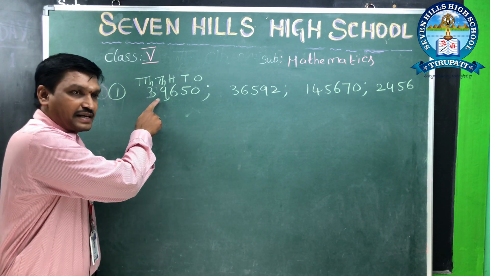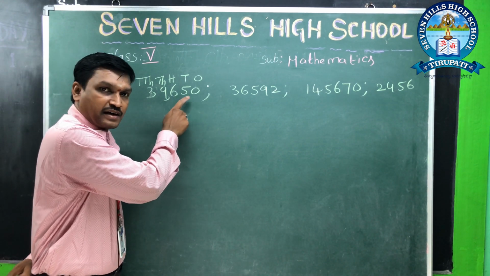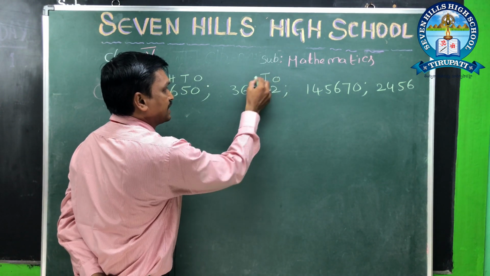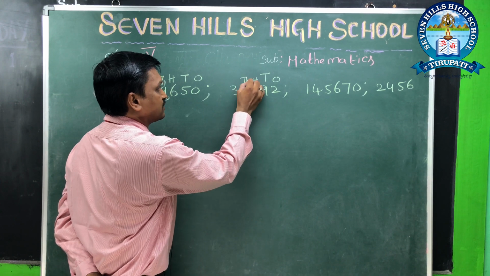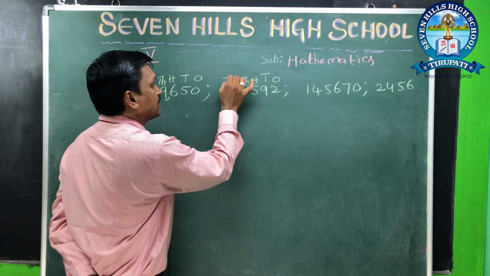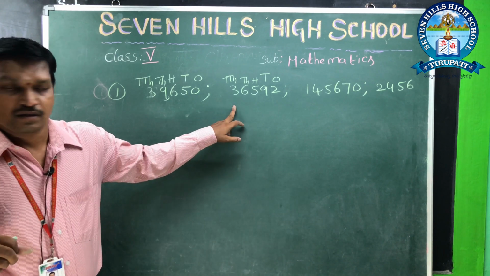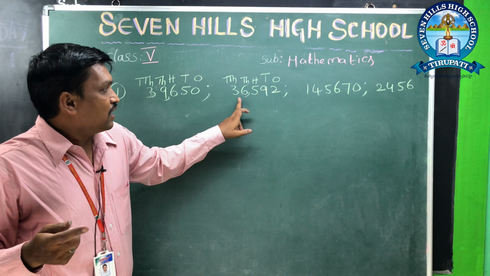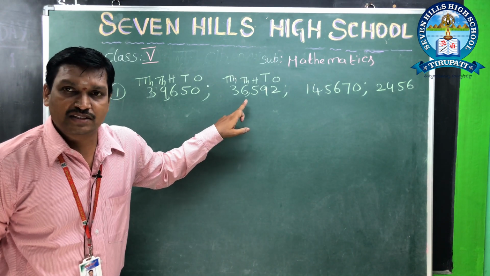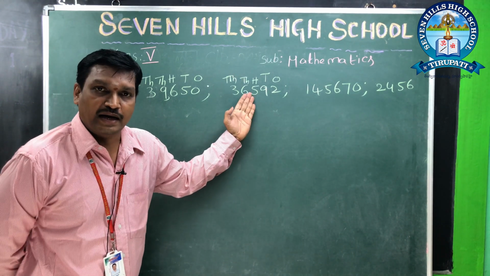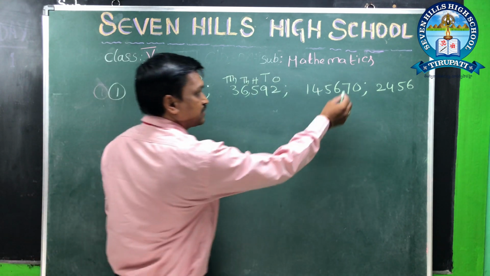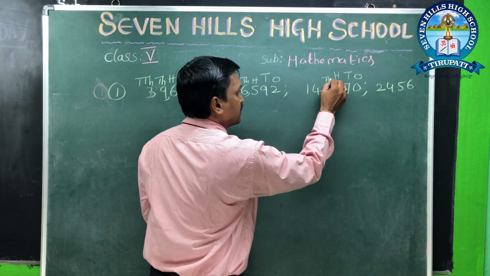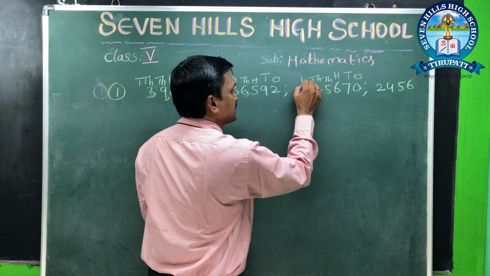So, it is 39,650. Next, ones, tens, hundreds, thousands, 10,000s. So, ones, tens, hundreds. Now, it is 36,592. Next, ones, tens, hundreds, thousands, 10,000s, lakh.